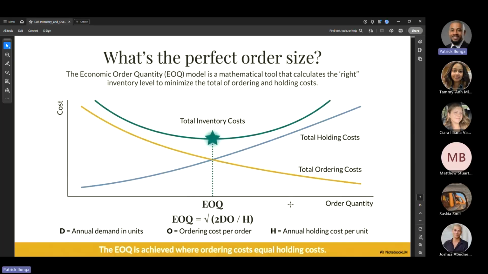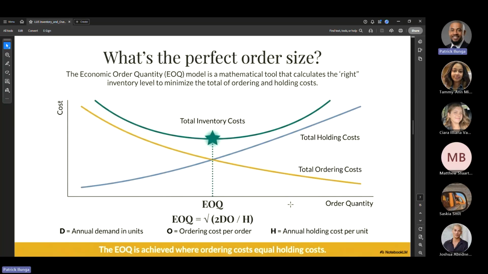All right. It is not complicated at all. It's basically what I told you. Keep in mind, holding cost and ordering cost are the most important things. The D that you have there is just the annual demand that we have.